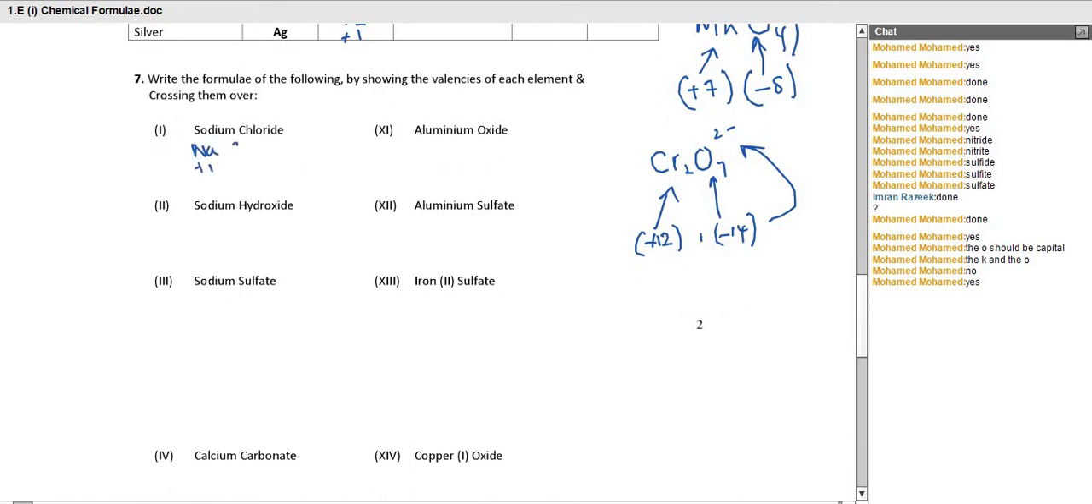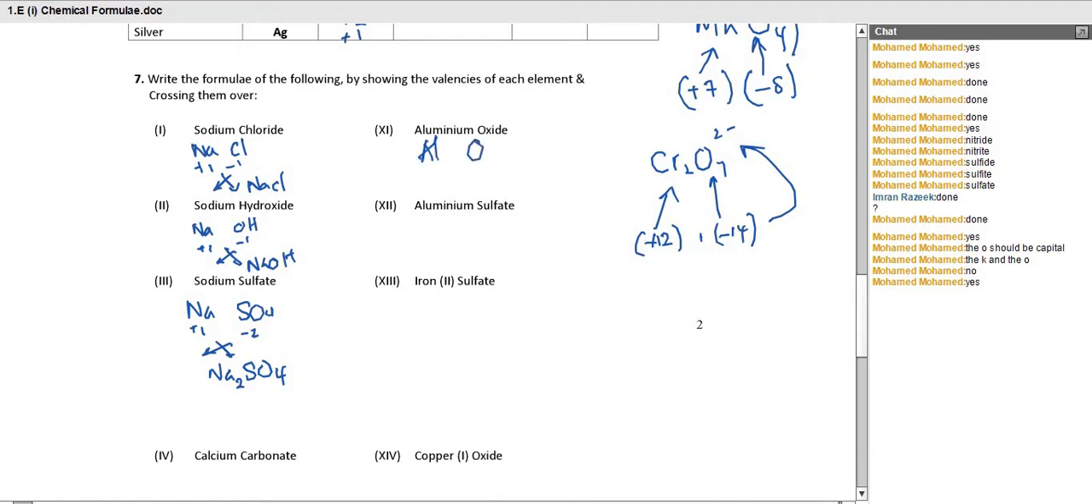Don't just write the formula. Write these three steps. Right? Follow the three steps. Sodium hydroxide. Sodium is plus 1, just after you practice, you can later directly write. So sodium sulfate: sodium plus 1, sulfate SO4 minus 2. You cross the valences, you get Na2SO4, right?